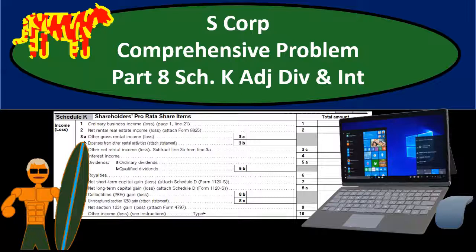In this presentation, we will continue on with our S Corporation Comprehensive Problem Part 8. We're going to be taking a look at dividend income and interest income and the adjustments for Schedule K. We'll be doing this in Intuit tax software, owned by Intuit, which is the owner of QuickBooks. It'll be a similar process for the data input and the processing of forms in other software. You can also take a look at the actual forms we will provide or get them on the IRS website, irs.gov, and enter this information directly into them.